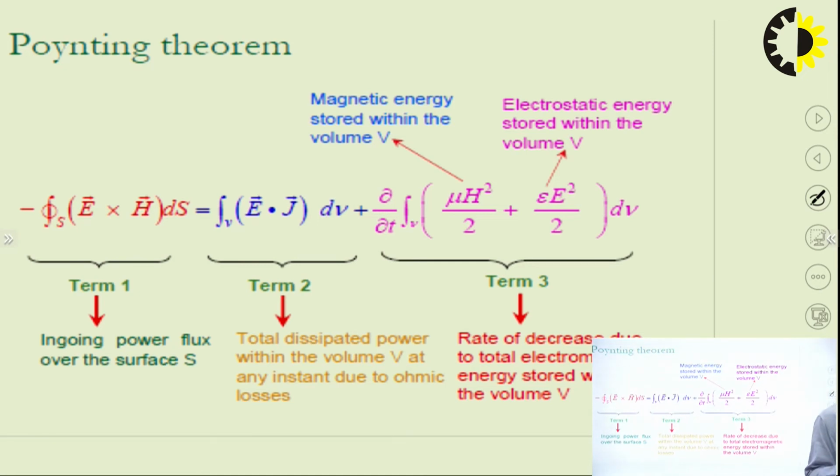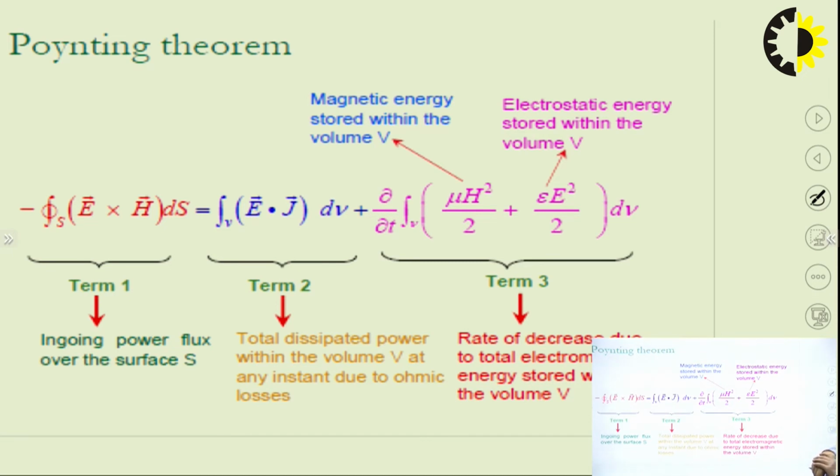And combined, these two terms are known as the electromagnetic energy stored in the volume. So once again, I am repeating: the first term, mu H square by 2, represents the magnetic energy stored within the volume, and the second term, epsilon E square by 2, represents the electrostatic energy stored in the volume. So their entire summation tells us about the total electromagnetic energy stored in the volume.